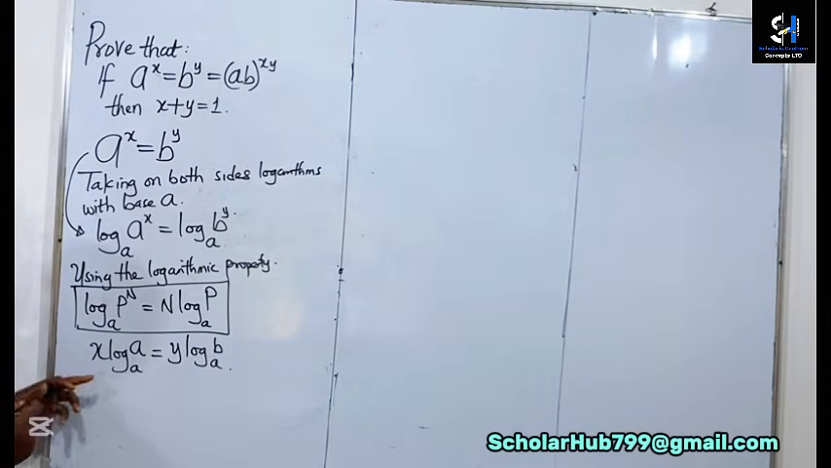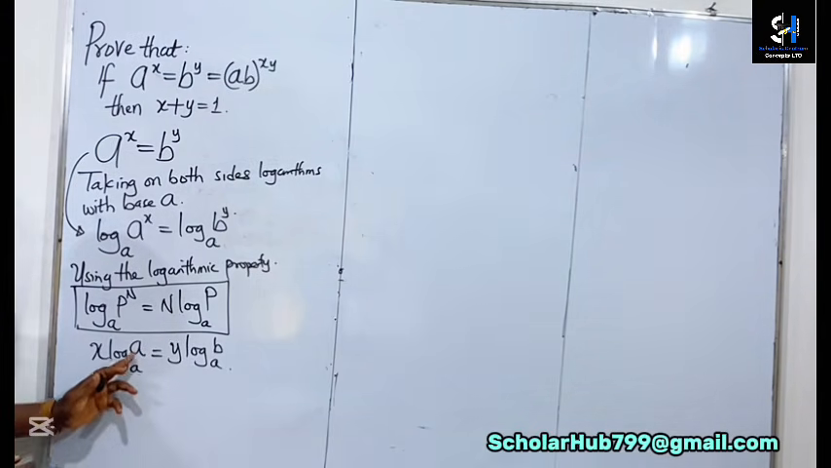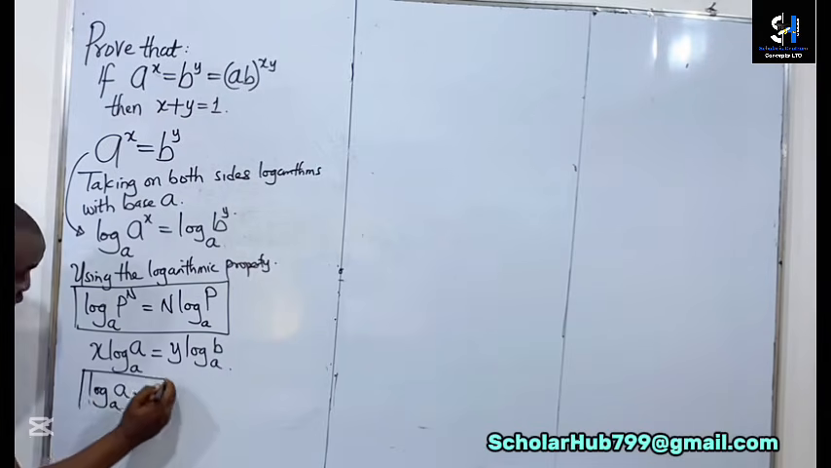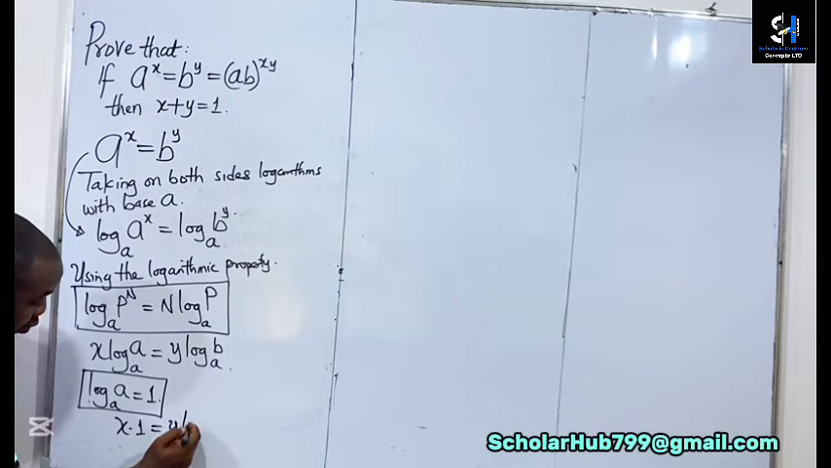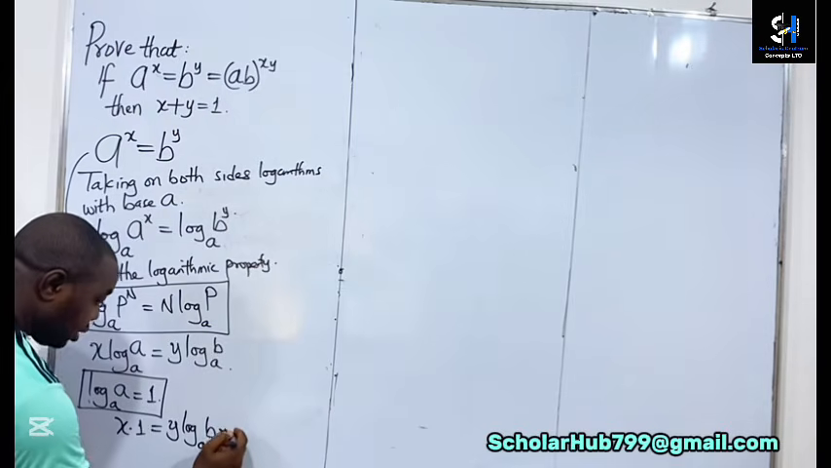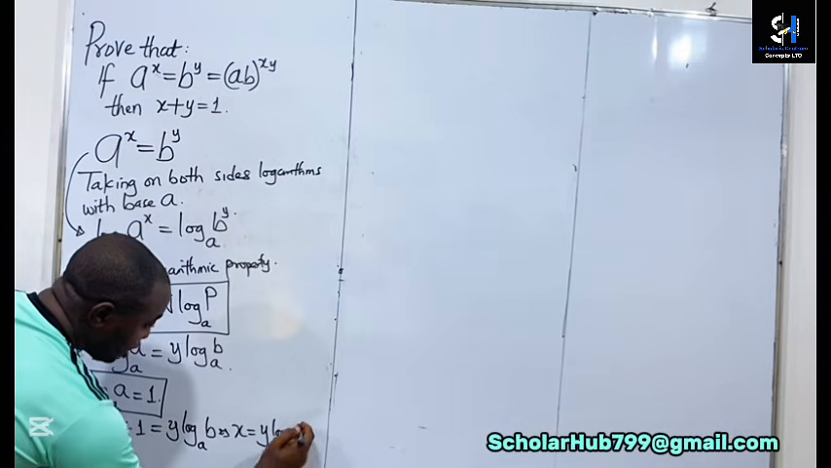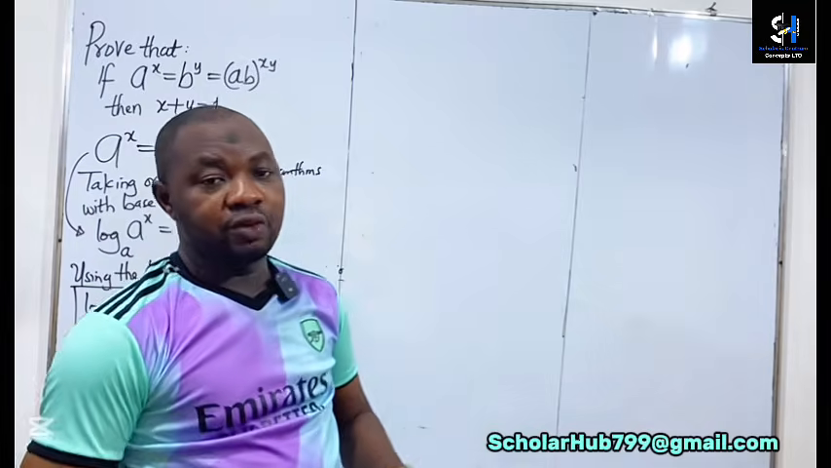Also, when the argument and the base are the same, the logarithm of the argument to base a will be equal to 1. What I mean is that logarithm to base a of a equals 1. So this will be x times 1 equals y logarithm to base a of b. So x equals y logarithm to base a of b. This is the expression for x in terms of y.